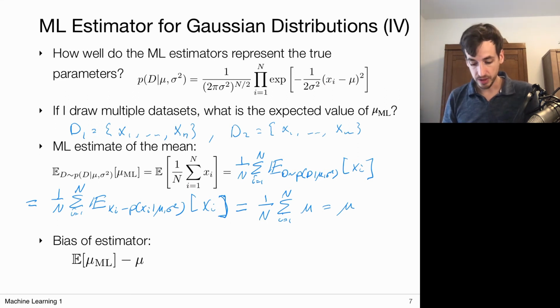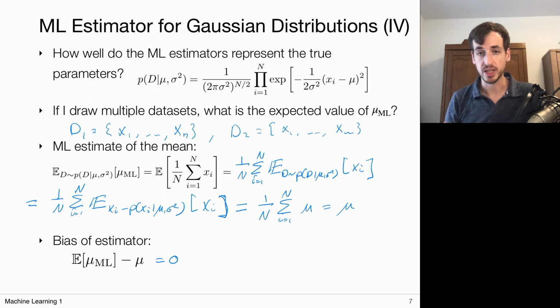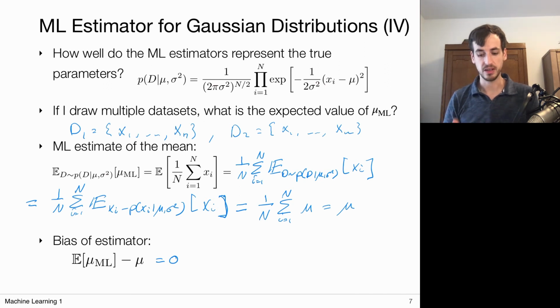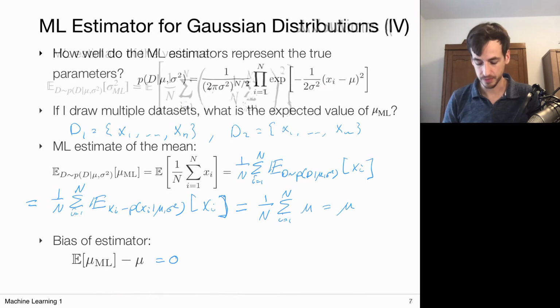Okay, so this is good news. It means that if I observe all of these data sets, then the expectation over all these data sets of my maximum likelihood estimator actually gives me the true mean. So that actually means that the bias of the estimator is 0. Here I note that we call the bias of an estimator the difference it makes with the true value that it's trying to predict. And in this case, we have 0 bias, so it is an unbiased estimator.